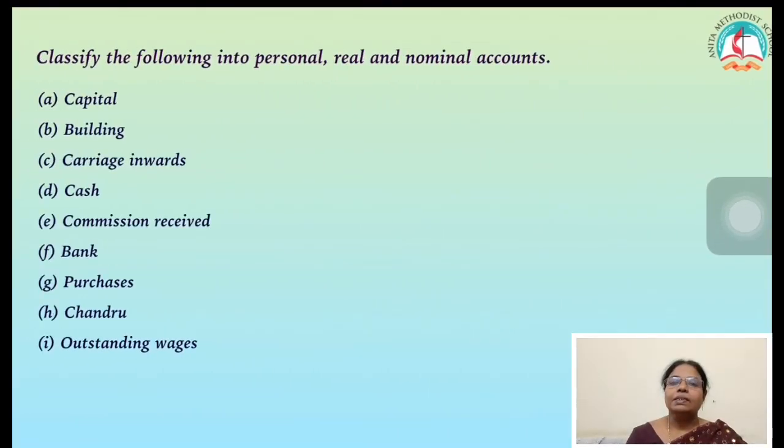Children, now we are going to classify the following into personal, real and nominal account: capital, building, carriage inwards, cash, commission received, bank, purchases, Chandru, outstanding wages. We'll see how to classify them.